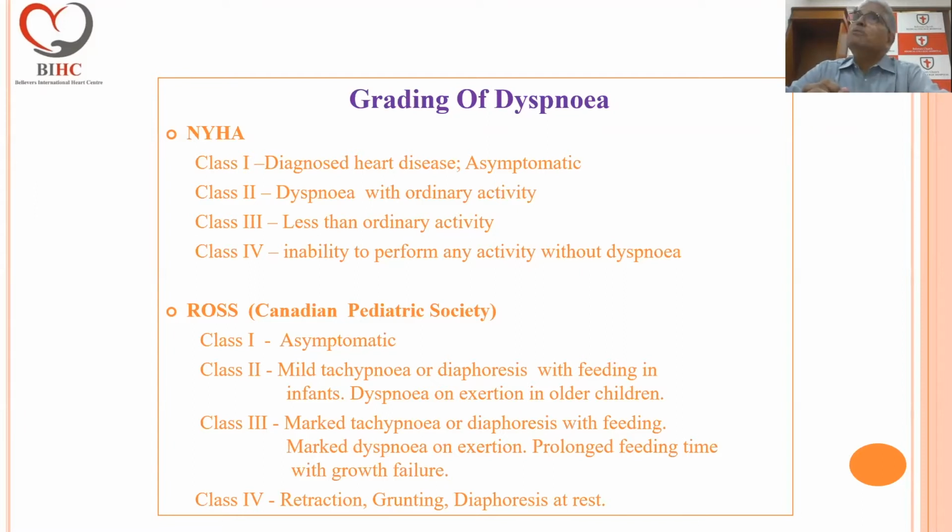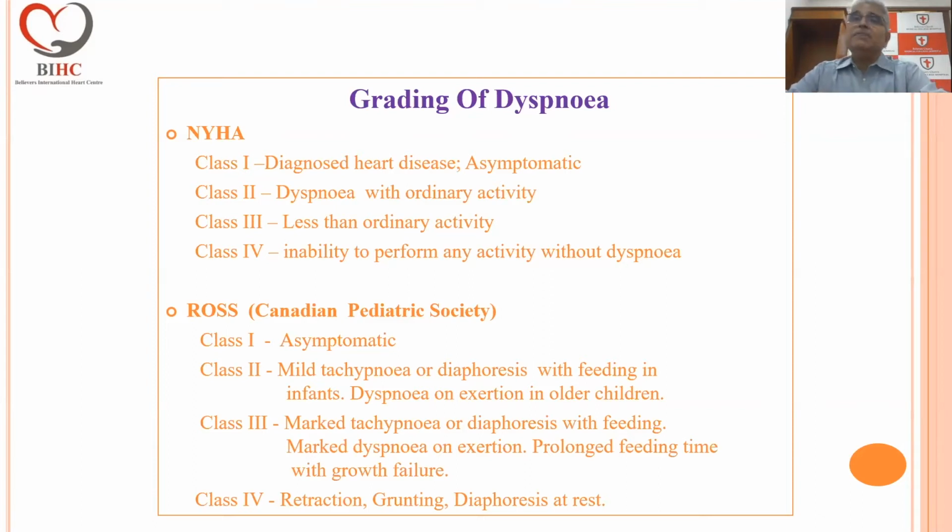There's a problem for children in trying to apply the NYHA class because the baby doesn't walk the way you would like the baby to walk. This is why the Canadian Pediatric Society has introduced the Ross classification, in which class 1 is asymptomatic. So if a child has atrial septal defect and the child has no symptom, we can say the child is in Ross class 1. But if a child with VSD has mild tachypnea or mild sweating with feeding, then you say it is class 2. In an older child, this would be dyspnea on exertion, similar to NYHA class 2.